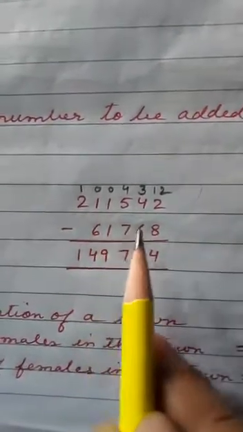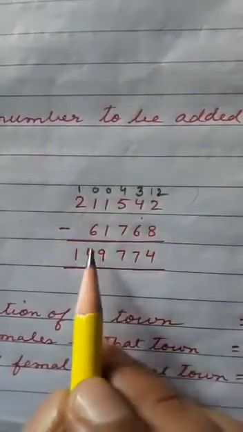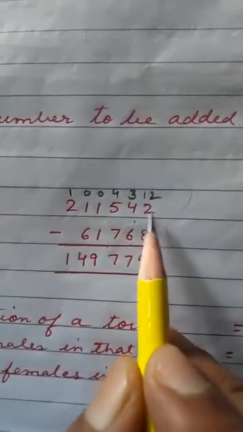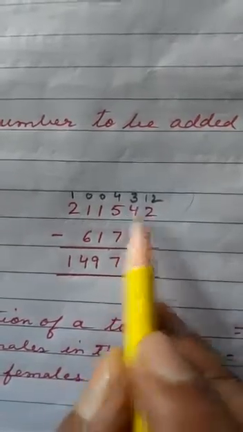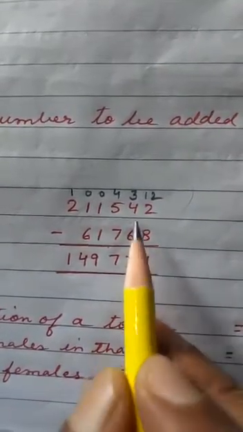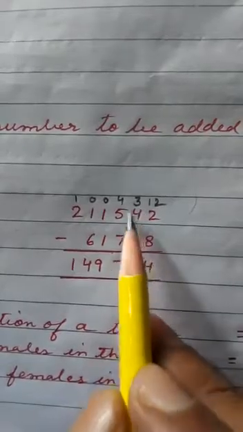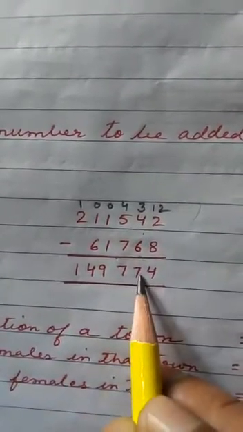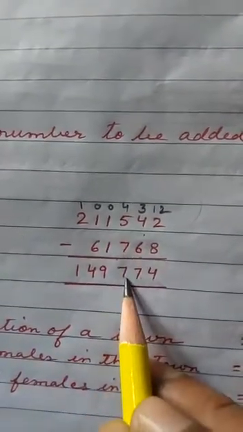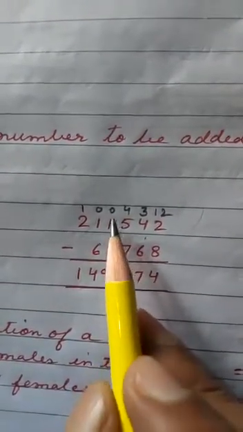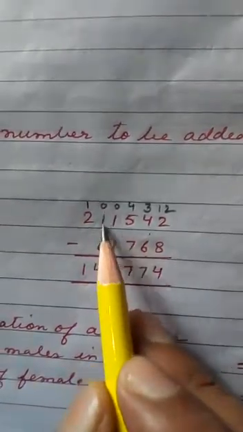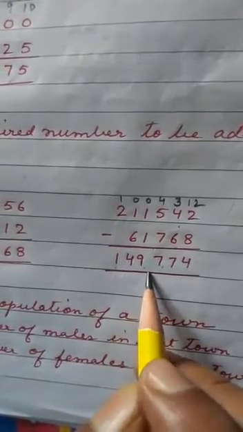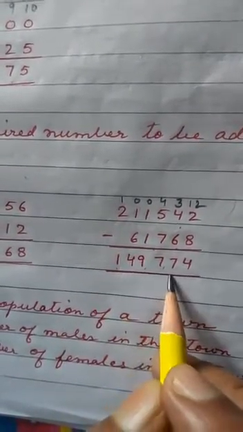Okay, 2,11,542 and minus 61,768. So 2 8 will not go, we'll take 1 from here, so 12 minus 8 4, and 1 we have taken, so 3 6 will not go, we'll take 1 here, so 13 minus 6 7. Okay, then 14 minus 7 7, and 10 minus 1 9. Okay, and 10 minus 6 4, and 1 here, we write 1. Okay, so answer is 1,49,774.